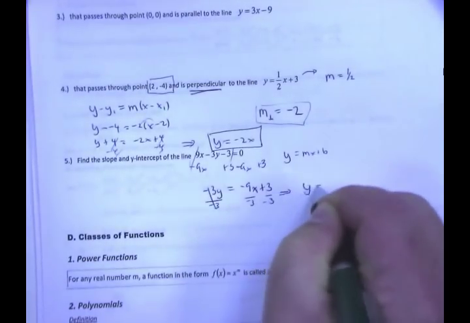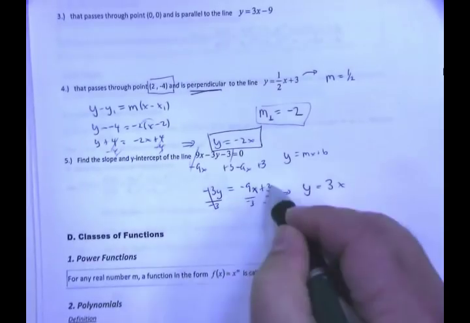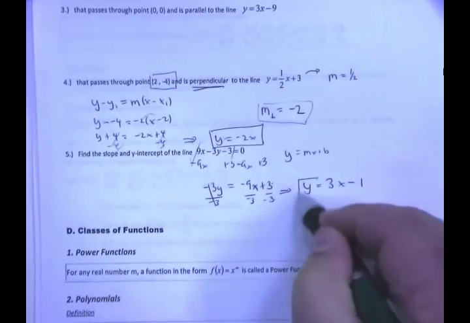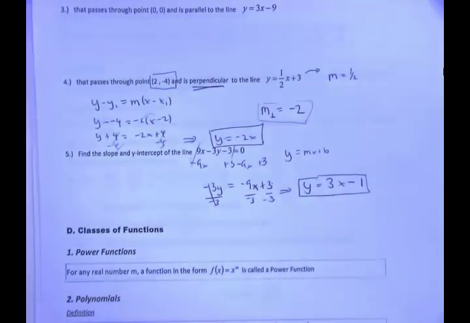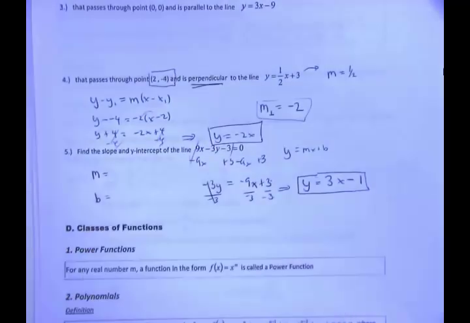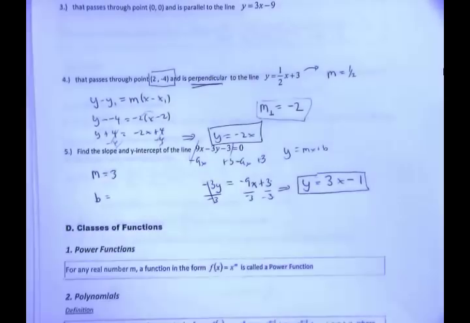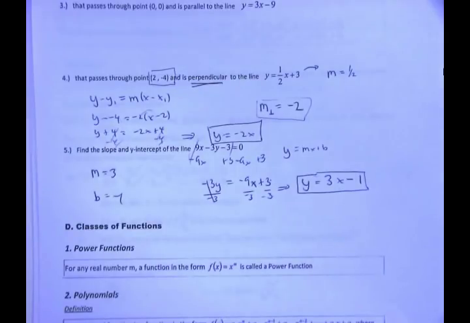Cancels. And I get y equals -9 divided by -3 is 3x. 3 divided by -3 is a -1. And there is the equation of the line there. But my question is, what's my slope and what is the y-intercept? The beauty of the slope-intercept form is you just read it right off. What's the slope? 3. What's the y-intercept? There you go. Does that make sense?